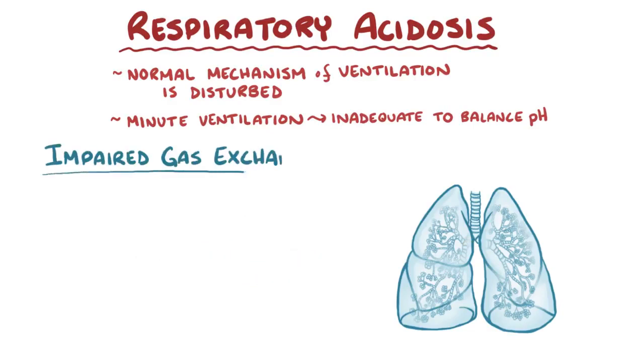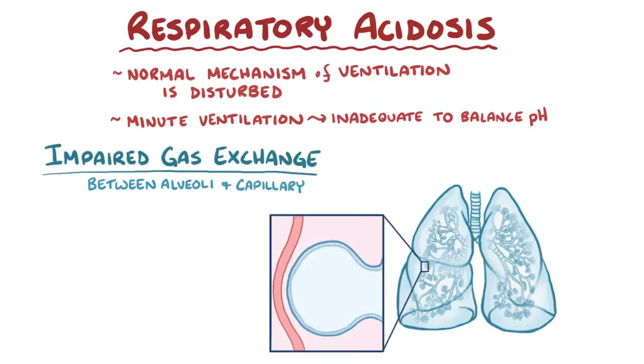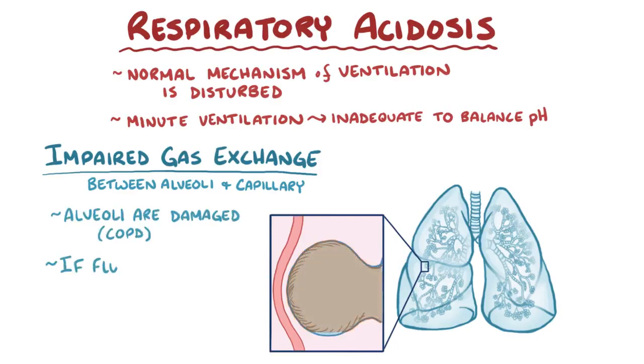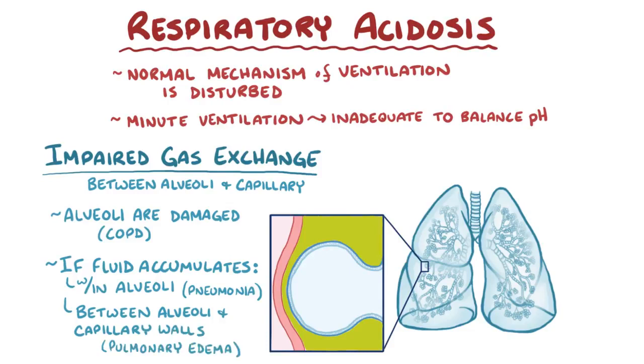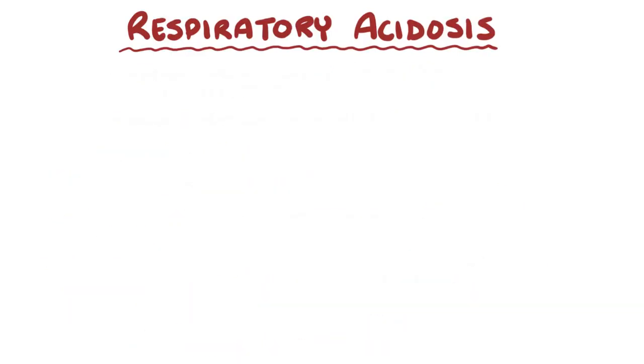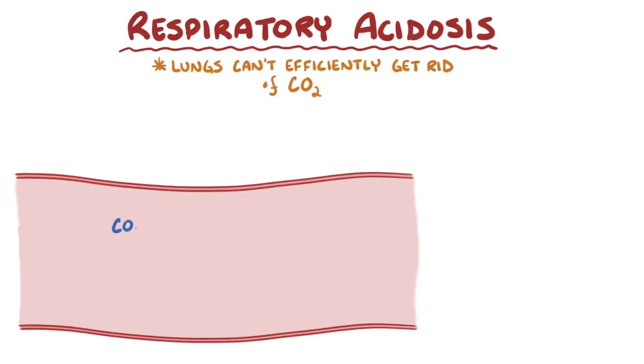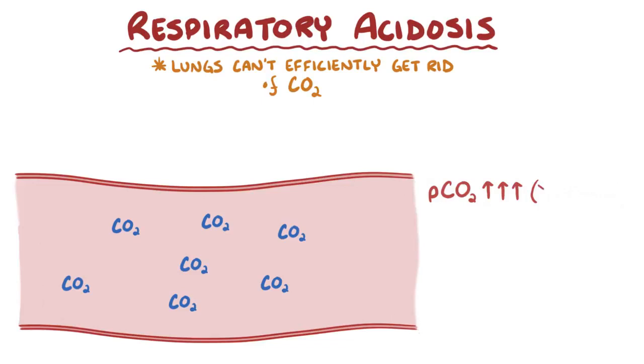Finally, there might be impaired gas exchange between the alveoli and the capillaries. That might happen if alveoli are damaged from chronic obstructive pulmonary disease, or if fluid accumulates within the alveoli, like in pneumonia, or if fluid collects between the alveoli and the capillary walls, like in pulmonary edema. In all these situations, the result is that the lungs can't efficiently get rid of carbon dioxide. The carbon dioxide accumulates in the blood, so the partial pressure of carbon dioxide rises, usually above 45 millimeters of mercury. This causes a decrease in blood pH, often reducing it below 7.35.